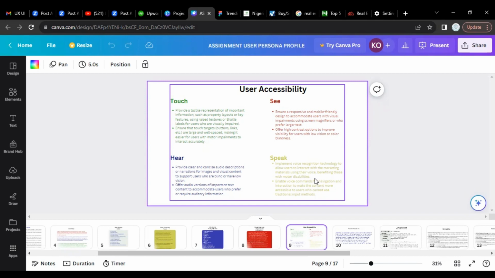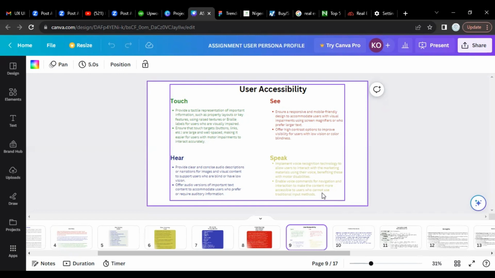Just like something like Siri, right? Yeah, true. Okay, enable voice command for navigation and interaction to make the content more accessible to users who cannot use traditional input methods, maybe temporarily.